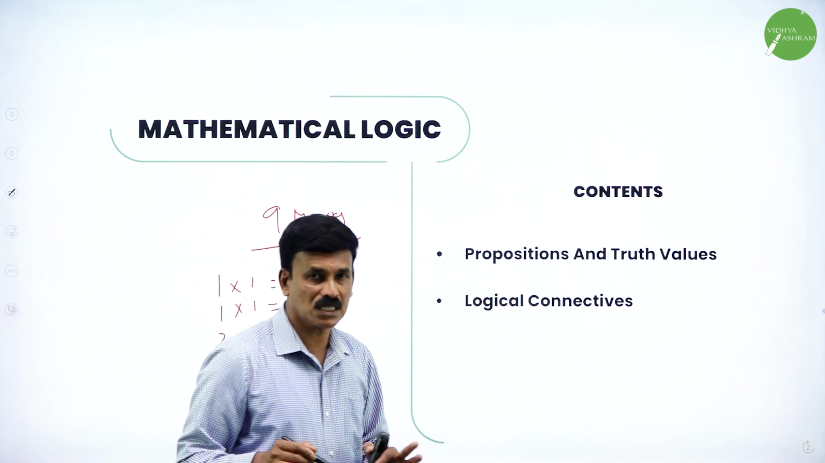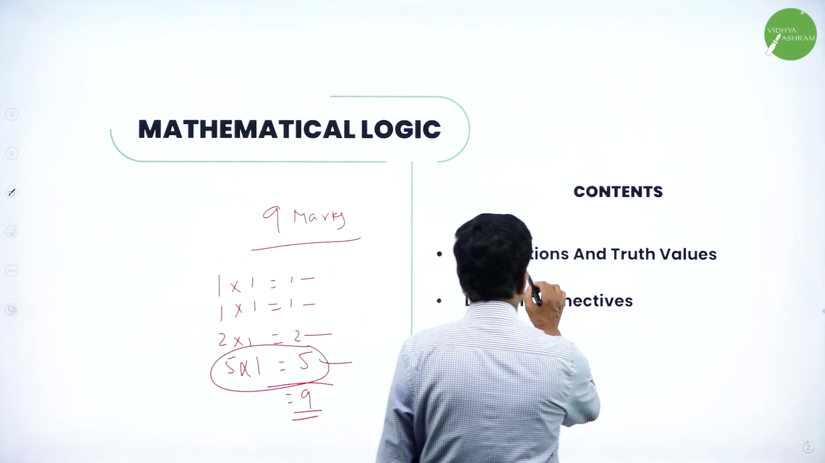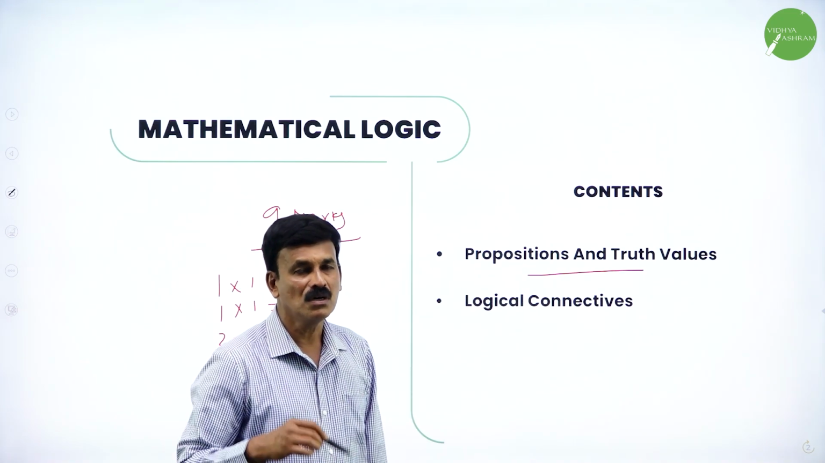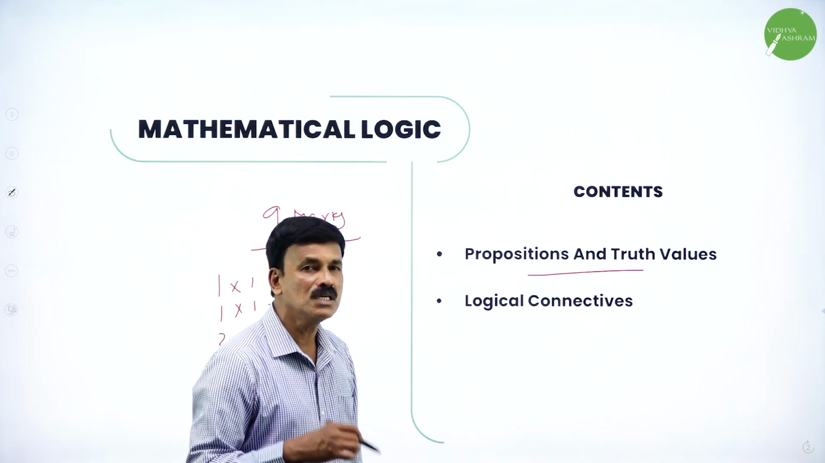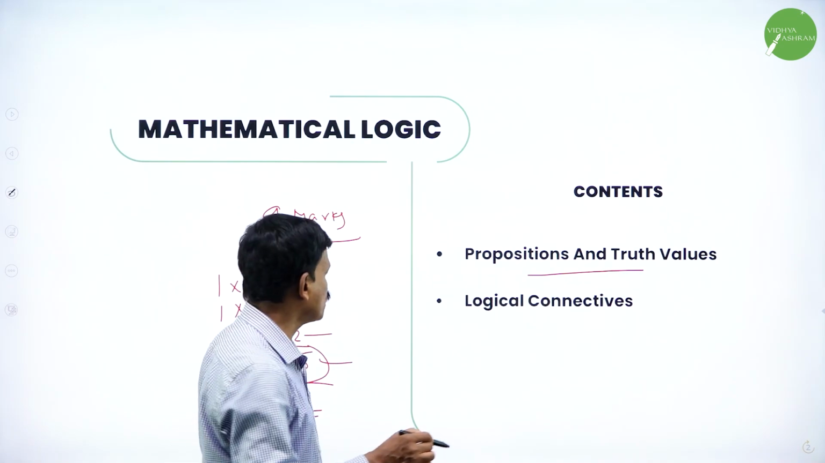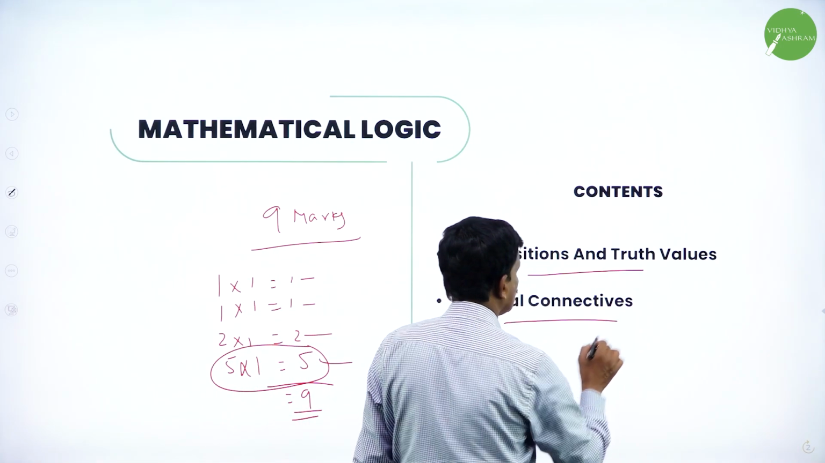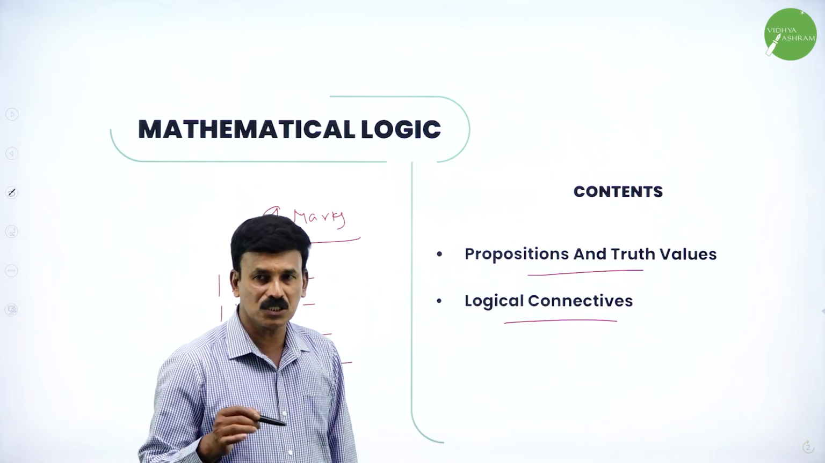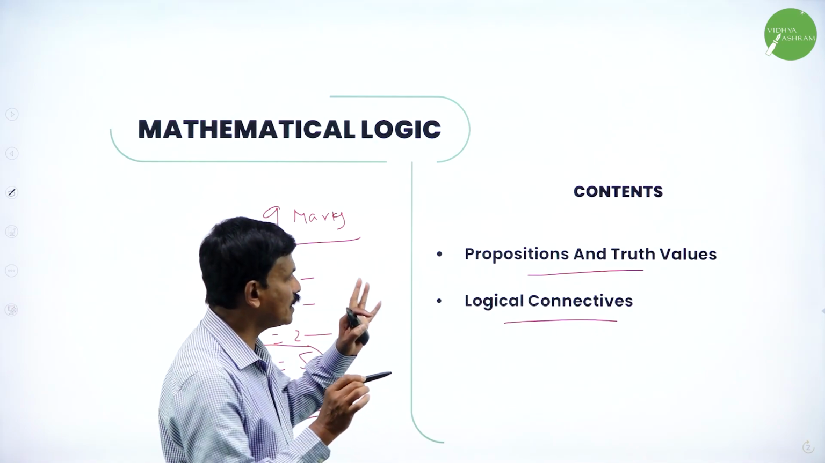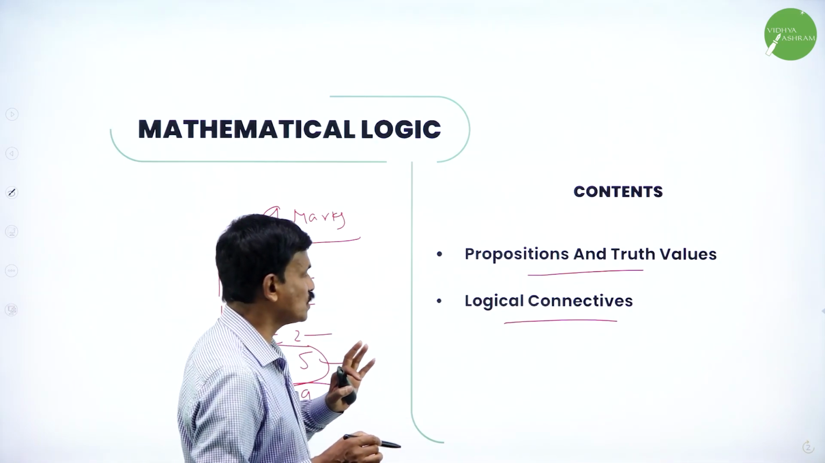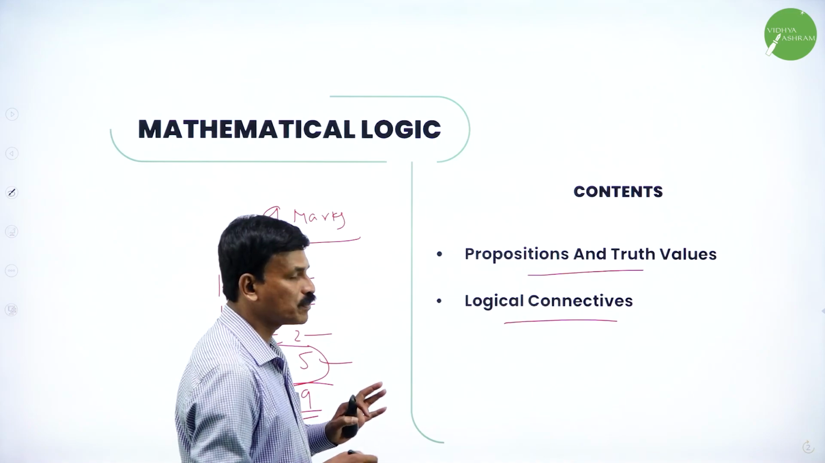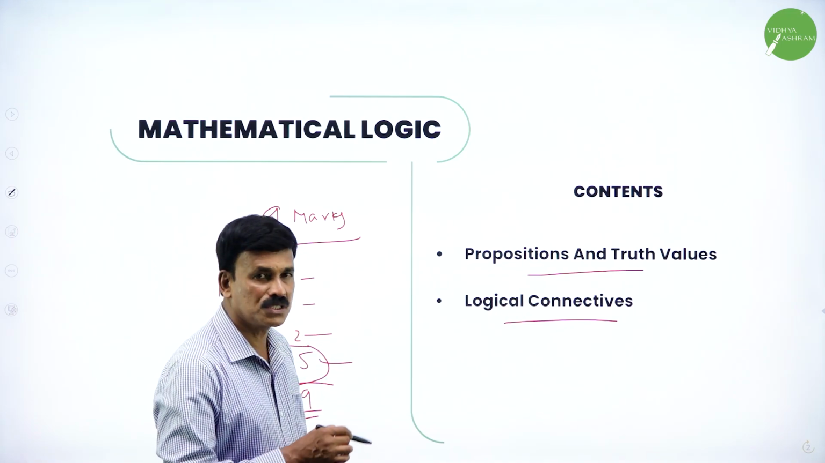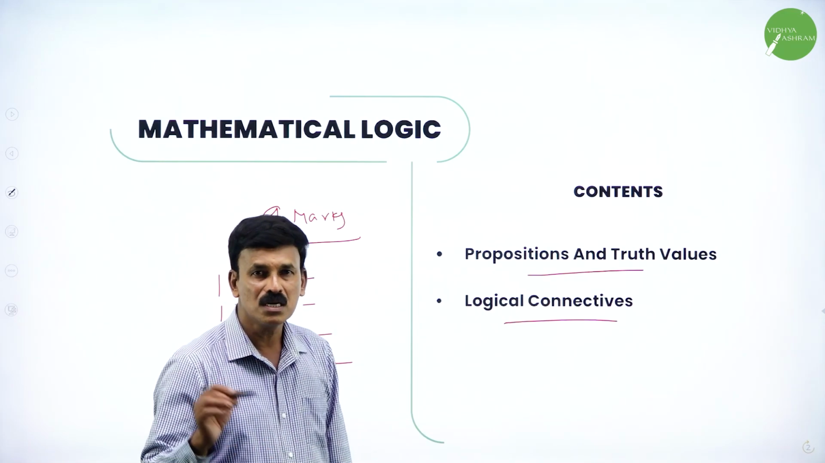Now today in this session I am going to discuss what a proposition is and how to construct the truth table for the given proposition, either a simple proposition or a compound proposition, and the logical connectives we are going to use to construct a truth table. So today let us discuss the definition of logic, what a proposition is, and how to write the truth table for simple propositions using the logical connectives.